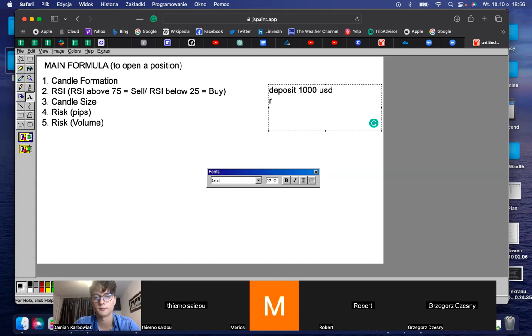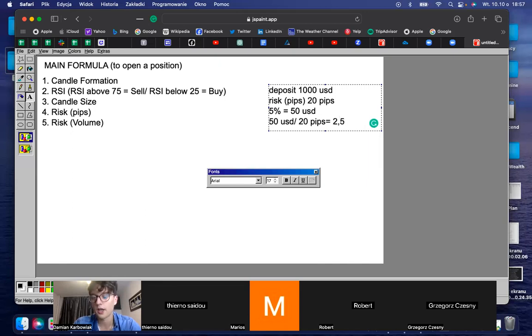This is your deposit. Now, you know that your risk in pips is, let's say, 20 pips, right? Now, you want to risk 5% of your deposit, which means that 5% out of 1,000 is $50, because 10% is $100, so 5% is $50. Now what you do, you basically divide 50 US dollars by 20 pips, and you will get 2.5, right?